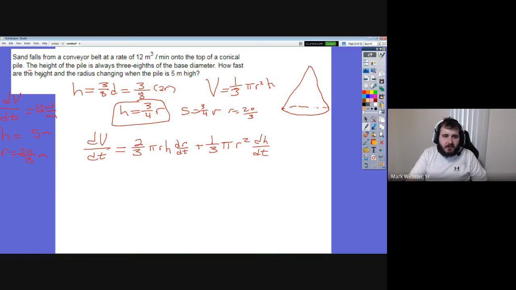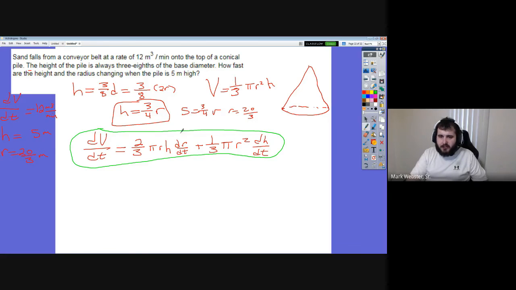But now they want to know how fast are the height and the radius changing at the same time. I can't do that on my own. So here's what I'm going to do instead. I'm going to be very, very sneaky. I'm going to hold on to this because this is important. We're gonna hold on to this because once I have everything I need, I can plug it in for the other one. But I need to find a way to make it so that I don't have both of these at the same time because I need to find both. I don't have both. I need one to get the other.